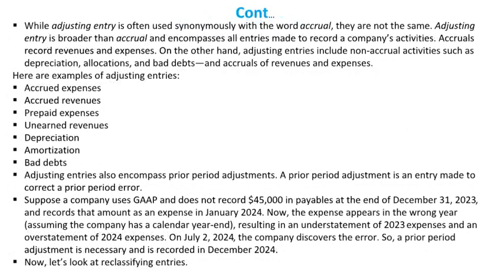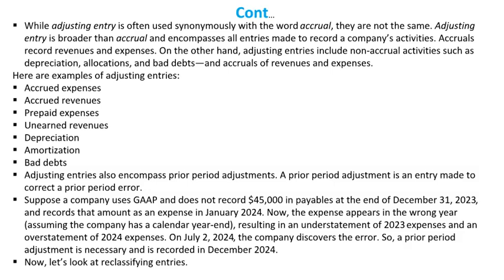While adjusting entry is often used synonymously with the word accrual, they are not the same. Adjusting entry is broader than accrual and encompasses all entries made to record a company's activities. Accruals record revenues and expenses. On the other hand, adjusting entries include non-accrual activities such as depreciation, allocations, and bad debts, and accruals of revenues and expenses. Here are examples of adjusting entries: accrued expenses, accrued revenues, prepaid expenses, unearned revenues, depreciation, amortization, bad debts.